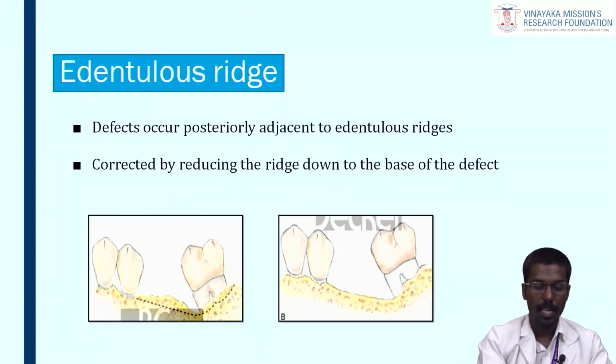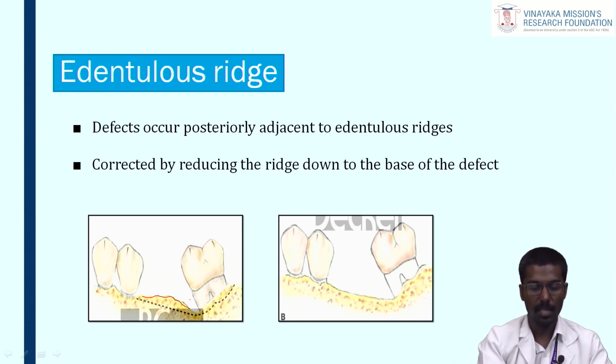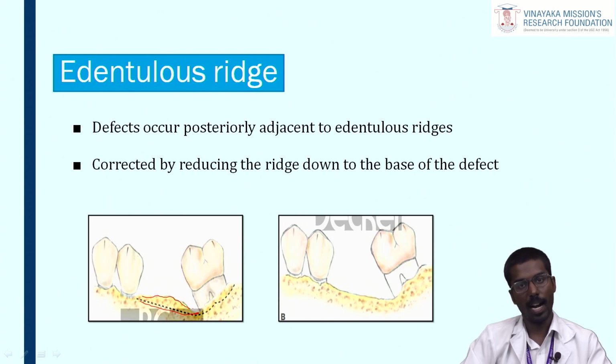Here you can see there is an abnormal bony structure in the edentulous area. So, we can correct this particular site by removing this entire bony level till the base of the defect. Thereby, we can properly adapt the flap.